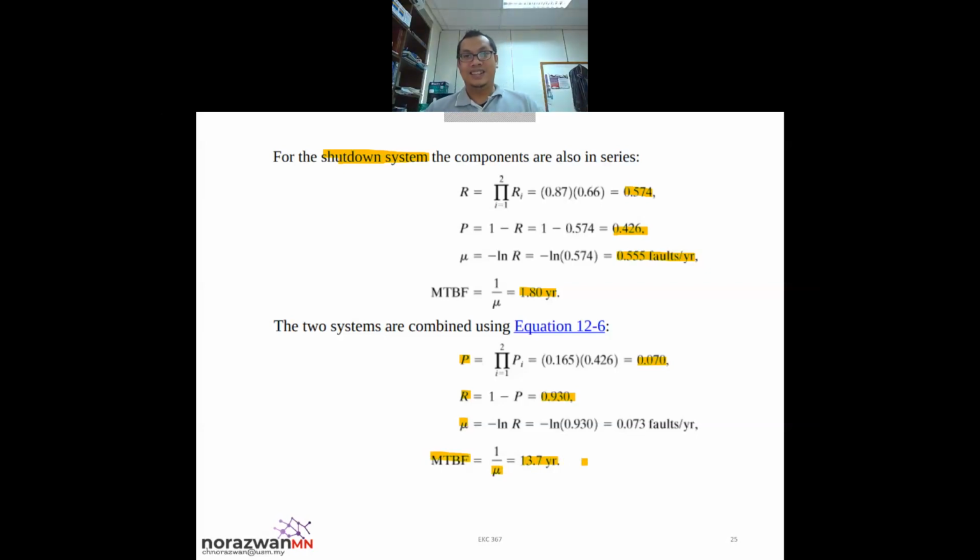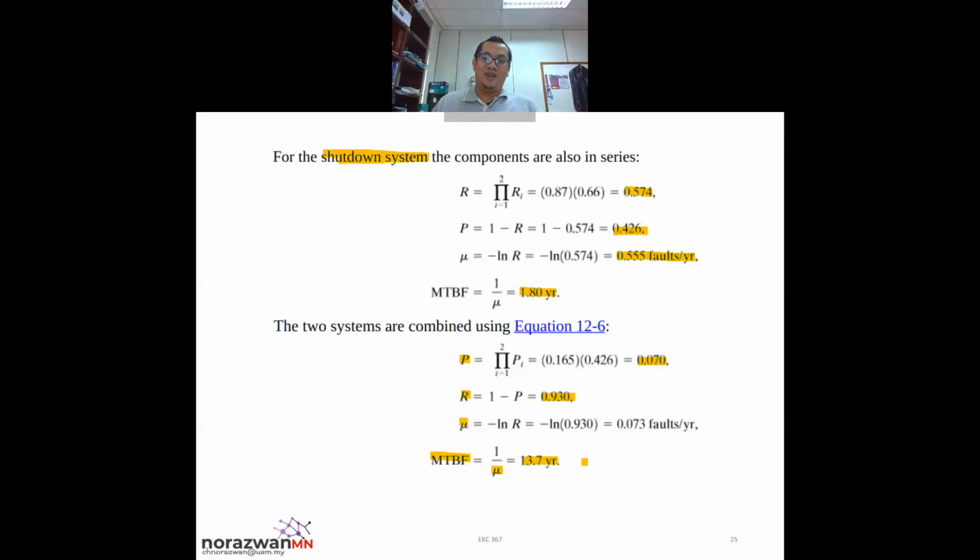Your MTBF is 13.7 years. So the probability for the component to fail is around after 13 years. If you start working after you graduate until you retire, maybe that system only fails 3 or 4 times, maybe 3 times only, or two times. 26 years, 27 years of service, you already reach your age of 55.